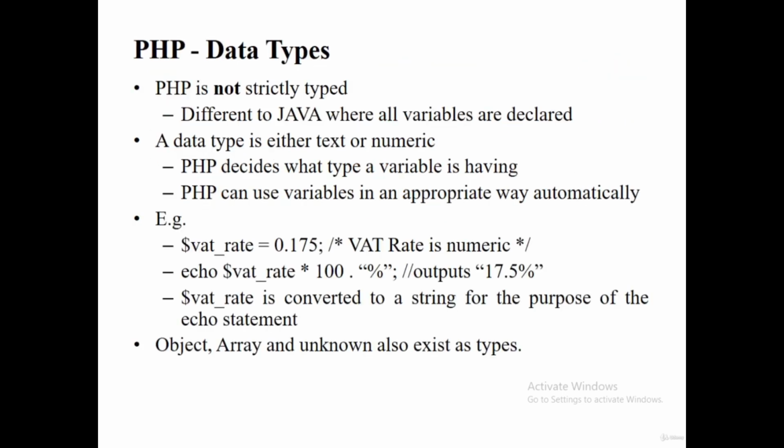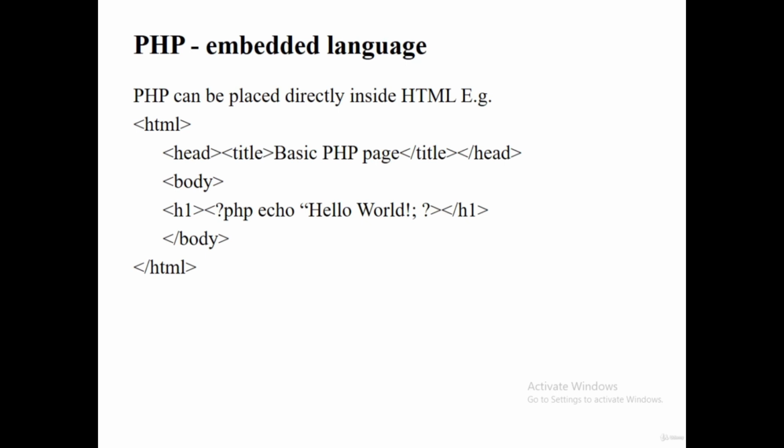PHP data types. PHP is not strictly bound to types, unlike Java, where the variable is declared. The data type is either text or numeric. PHP decides what type of variable it is having, and it can convert the variable appropriately and automatically. For example, $VATrate equal to 0.175 is an example of numeric. Then echo VATrate into 100, output 17.5. VATrate is converted to a string for the purpose of the echo statement. Object and array are also types that exist. These are examples of that.